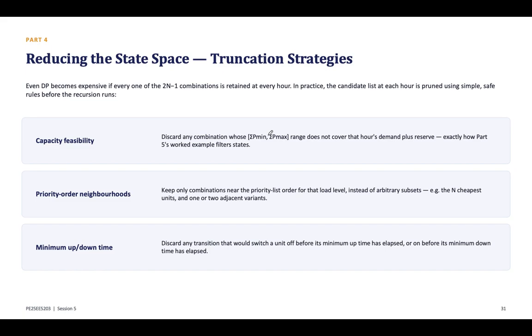This removes states without risking the loss of the optimum because they are physically infeasible. So, priority order neighborhoods provide an additional heuristic reduction by concentrating on combinations near the economically attractive ranking. Minimum up and downtime can also eliminate impossible transitions before cost comparison. So, the important distinction is between safe pruning and heuristic truncation. Eliminating infeasible states preserves exactness. Eliminating a feasible state for computational convenience may improve speed but can theoretically remove the true optimum. This distinction should always be stated clearly when evaluating a truncated DP result.